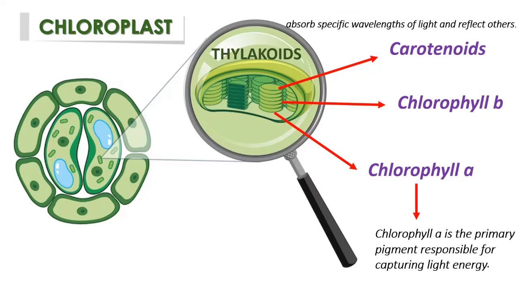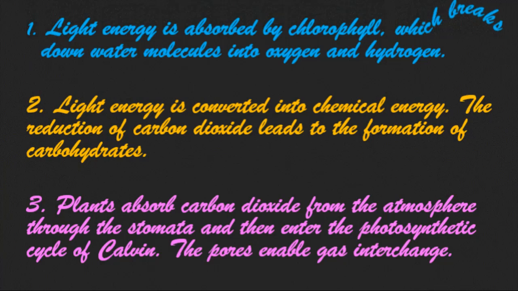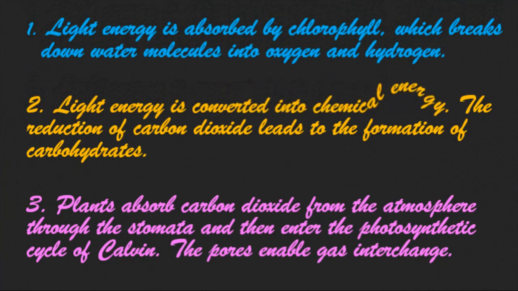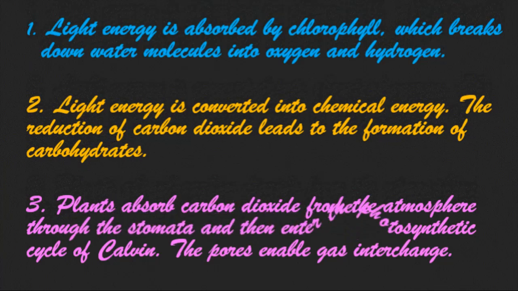The three events that occur during photosynthesis are: light energy is absorbed by chlorophyll, which breaks down water molecules into oxygen and hydrogen; light energy is converted into chemical energy; and the reduction of carbon dioxide leads to the formation of carbohydrates. Plants absorb carbon dioxide from the atmosphere through the stomata and then enter the photosynthetic cycle of Calvin. The pores enable gas interchange.